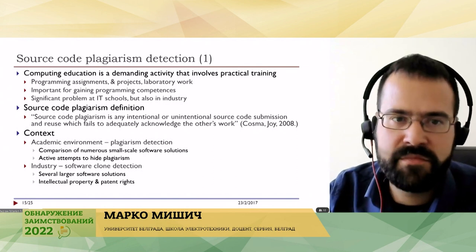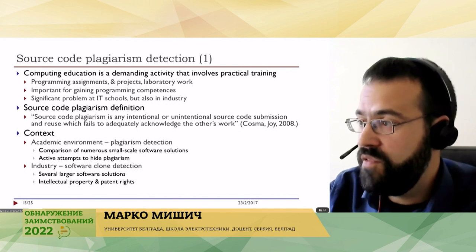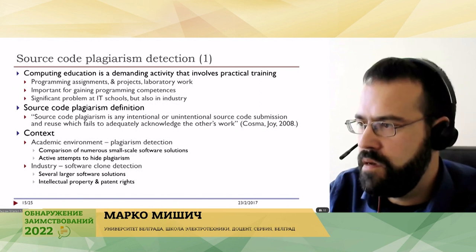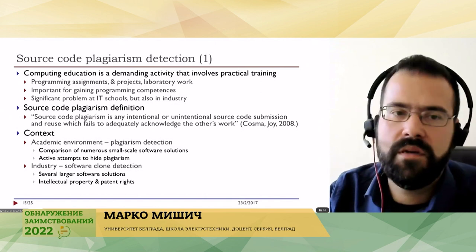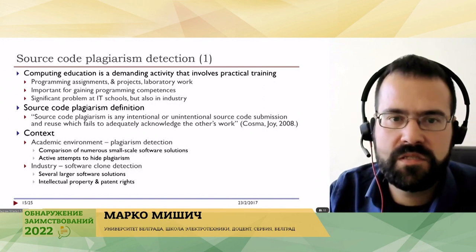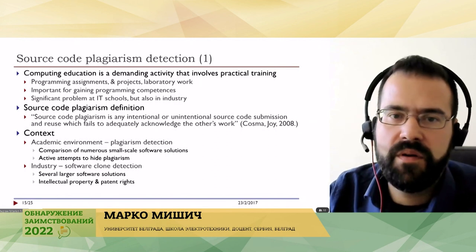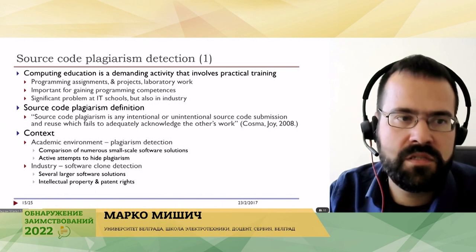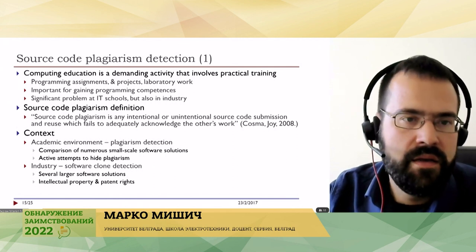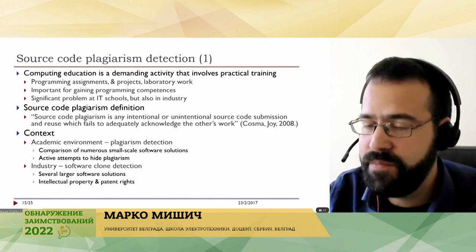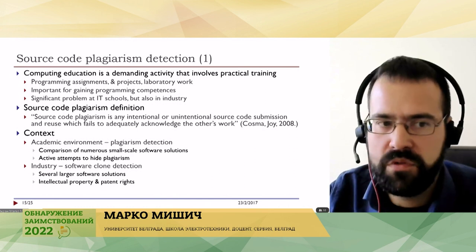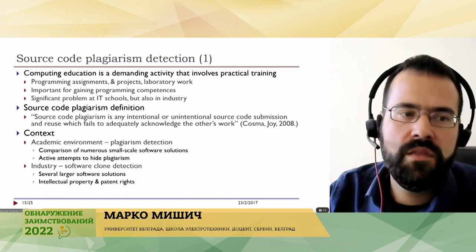It's source code plagiarism detection, because I come from the School of Electrical Engineering and Computer Engineering and Informatics department, so we deal with the practices regarding source code similarities. And of course, computing education is a pretty demanding activity that involves practical training. That practical training is pretty frequent, and students have a lot of programming assignments, projects, laboratory work, which are important for gaining programming competencies, but which are also a frequent target for plagiarism. And it is a significant problem both at information technology schools, but also in industry.